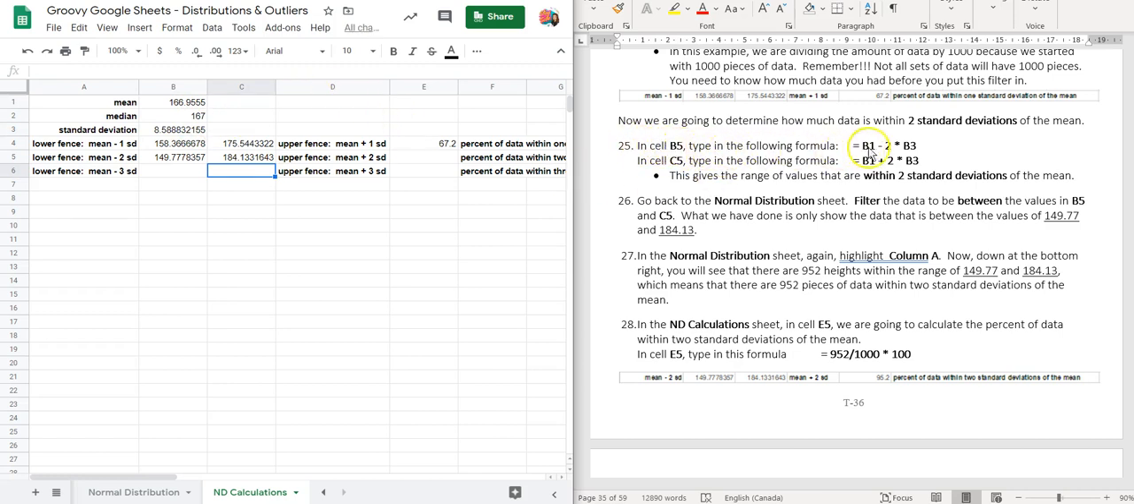In cell C5, type in this formula, the mean minus 2 times the standard deviation, and in C5, the mean plus 2 times the standard deviation. This gives the range of values that are within 2 standard deviations of the mean. So the range that is within 2 standard deviations of the mean is between approximately 149.8 and 184.1. So now we're going to find out what percent of the data lies within this range.